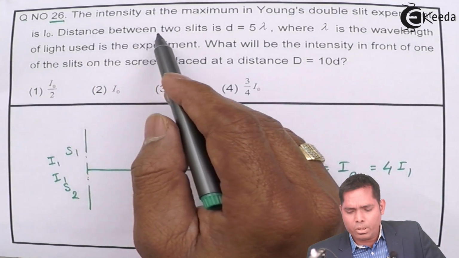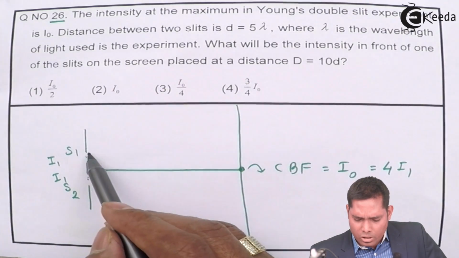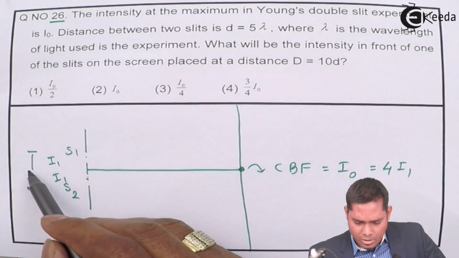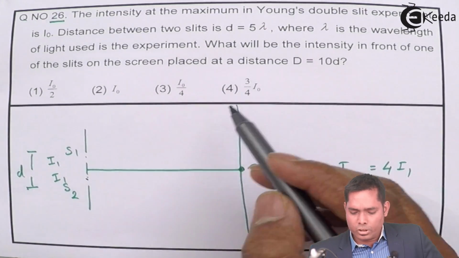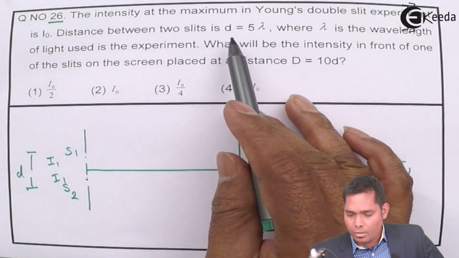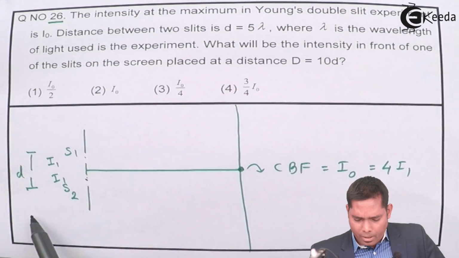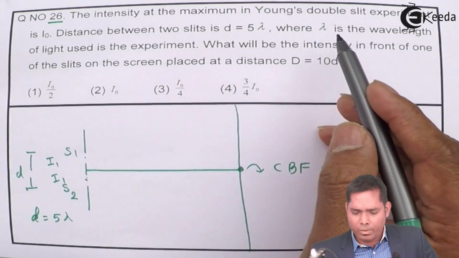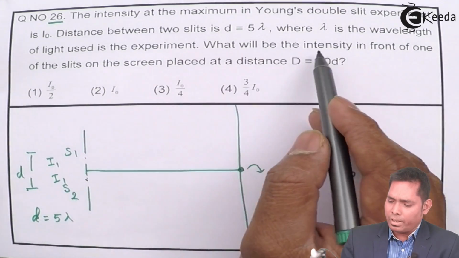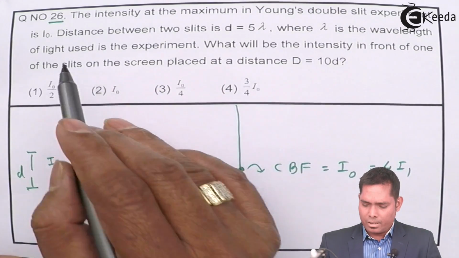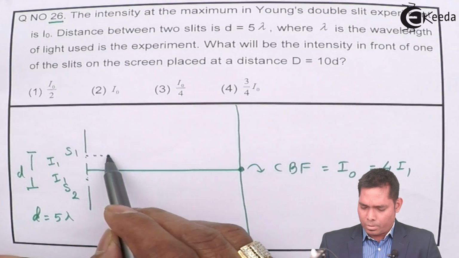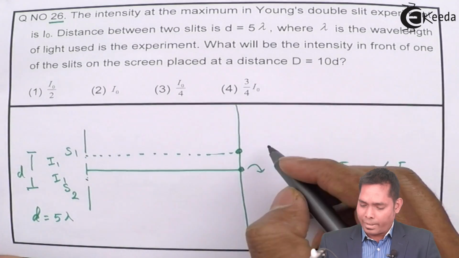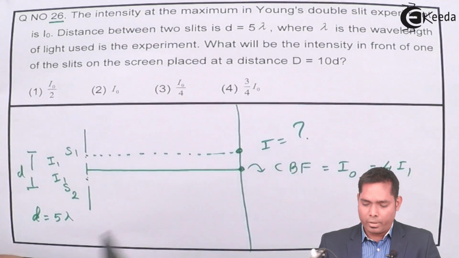Next, the distance between two slits is d. So the distance of separation between the two sources is d, and d equals 5 lambda, where lambda is the wavelength of light used in the experiment. What will be the intensity in front of one of the slits? Suppose this is the point I consider, and you have to find the intensity at this point.